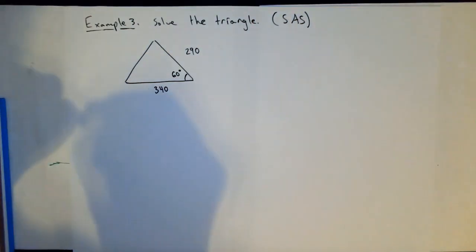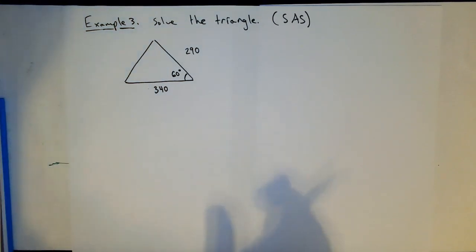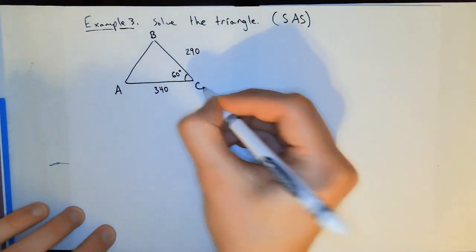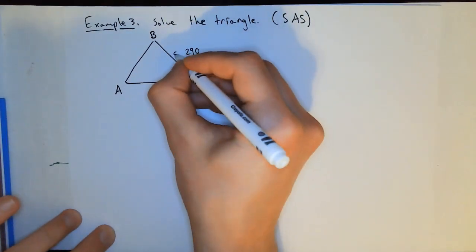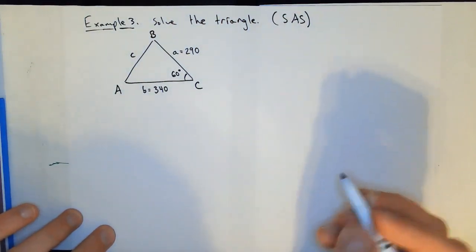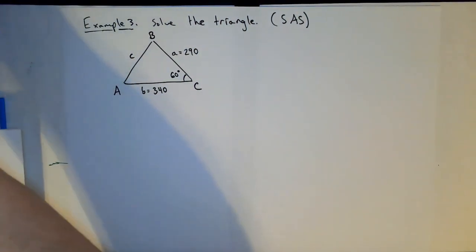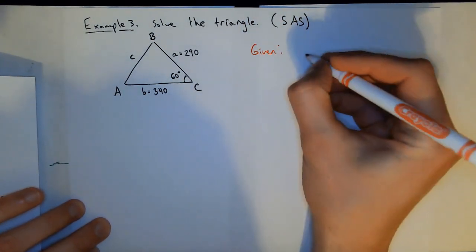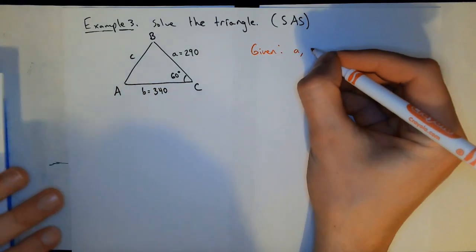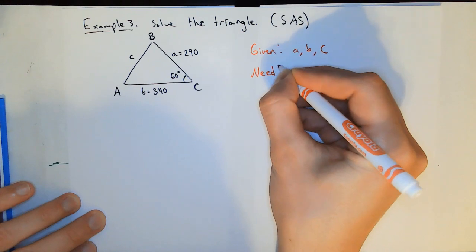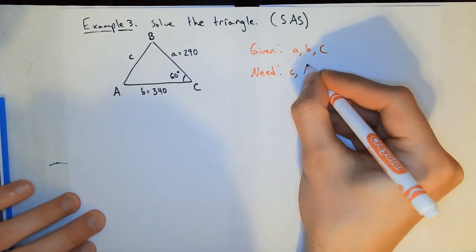Let's first label A, B, and C. We weren't given a labeling convention in the problem, so we need to pick how to label these things. I won't think about it too hard. Just call that A, B, C, so that this side here is little a, this side across from angle B is little b, and this side here is little c. Okay, so just to keep things straight, I'm going to write down what I'm given, which is a, little b, and capital C, and what I need, which is little c, and the two angles A and B.